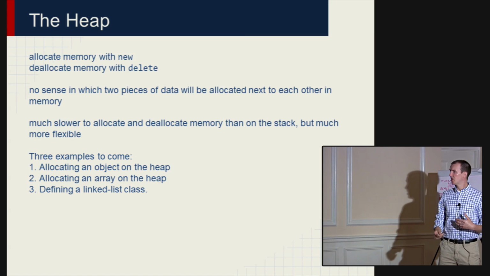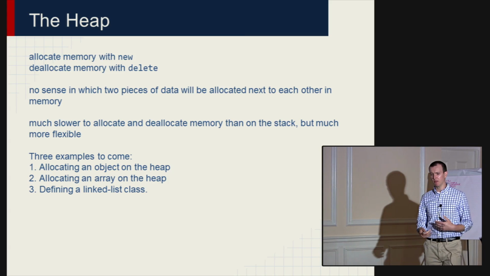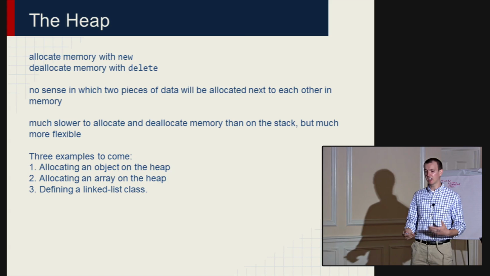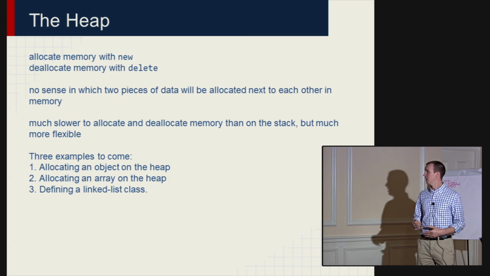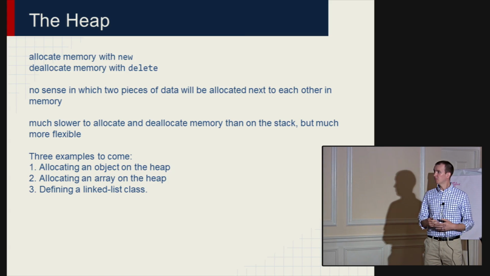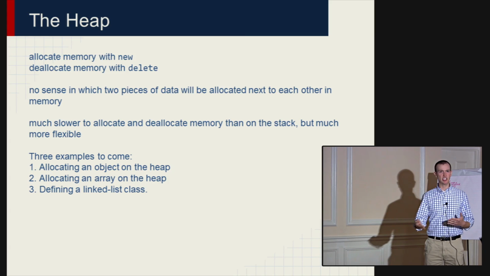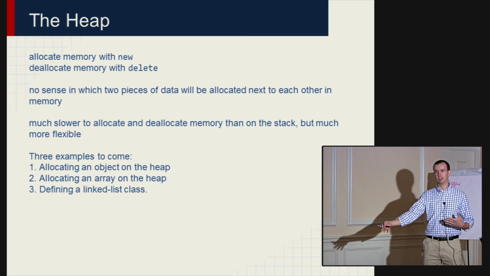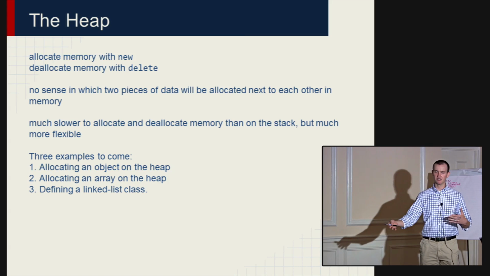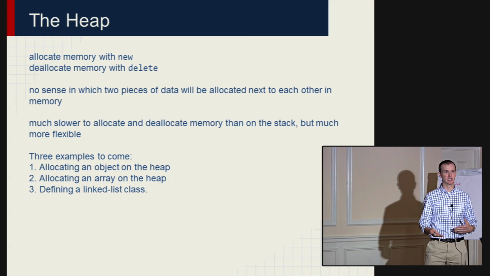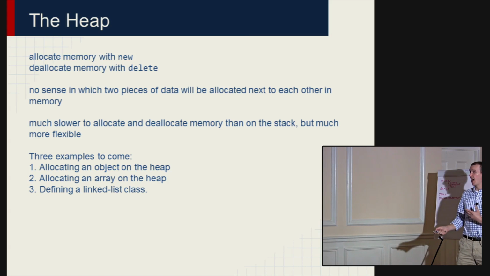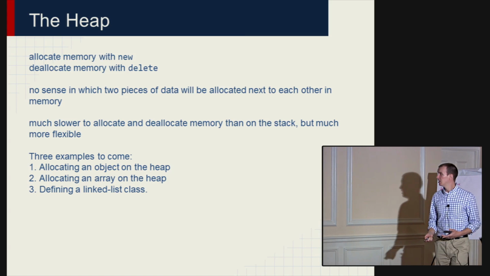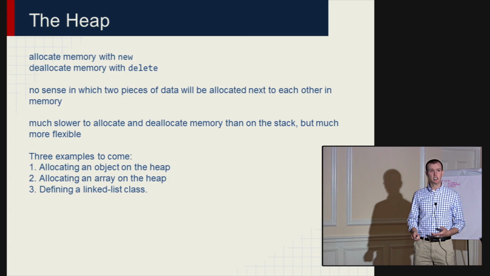And as I said earlier, when you allocate memory on the heap, there's no sense that two pieces of data allocated there will be next to each other. There's no guarantee for that. And so you won't have a scenario where, if you walk off the end of an array on the heap, you necessarily corrupt the next thing adjacent to it in the program, as opposed to just being adjacent to it in memory.